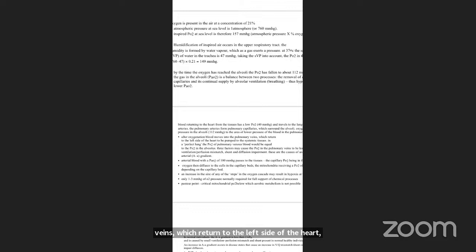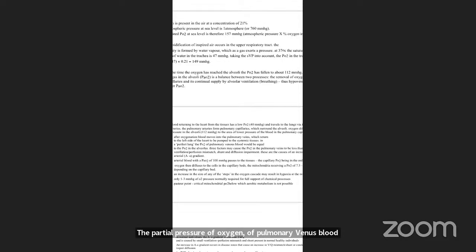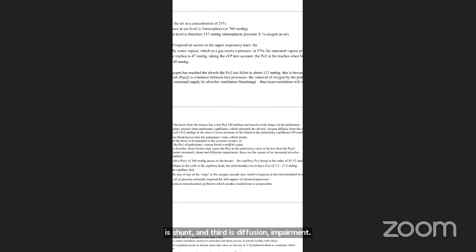In a perfect lung, the partial pressure of oxygen of pulmonary venous blood would be equal to the partial pressure of oxygen in the alveolus. But this is not so, and the reason for that is three factors which may cause the partial pressure of oxygen in the pulmonary veins to be less than the alveolar partial pressure of oxygen. That is, one is ventilation perfusion mismatch, second is shunt, and third is diffusion impairment. So these are the three factors which cause the disparity between the alveolar partial pressure of oxygen and the partial pressure of oxygen in the blood which reaches the left side of the heart.